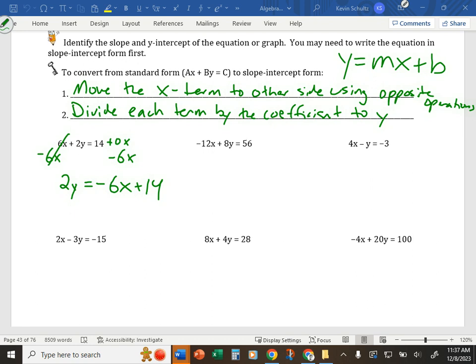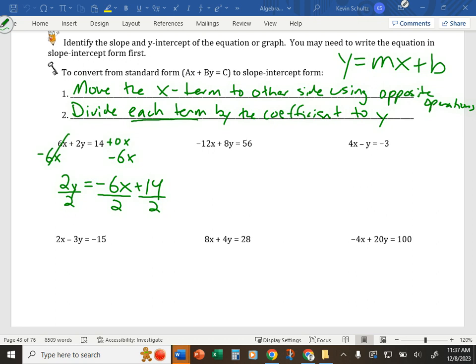And again, I'm going to highlight this each term piece. Everything gets divided by 2. You divide the 2y by 2. You divide the negative 6x by 2. You divide the 14 by 2. Okay? I found the labels. Good for you. Well done!